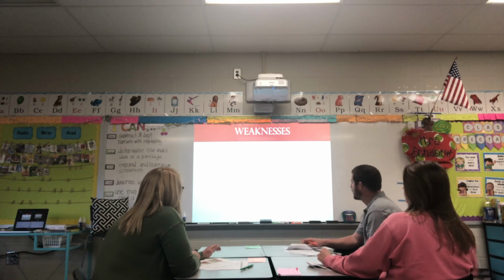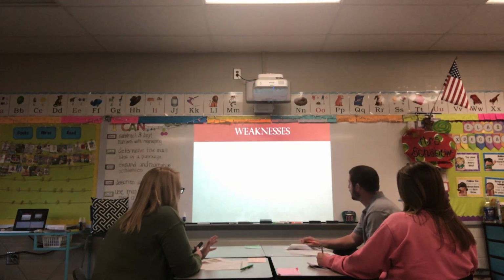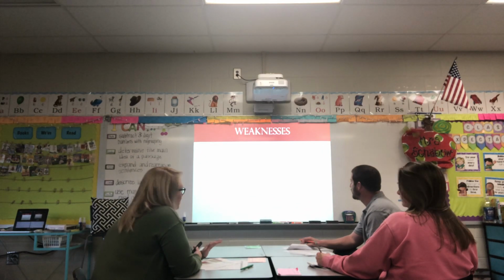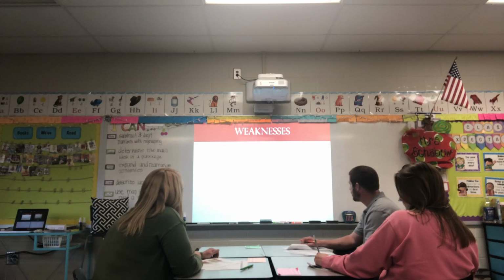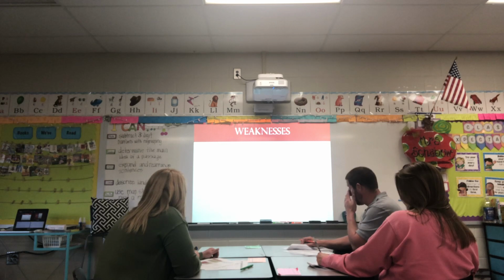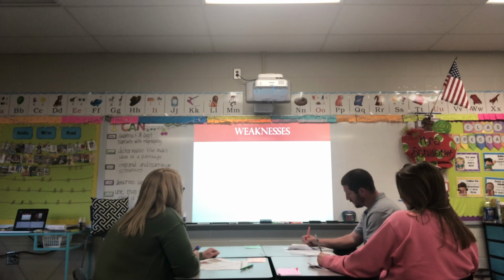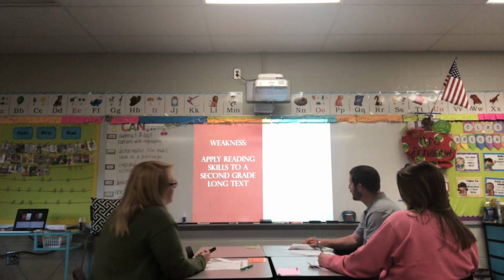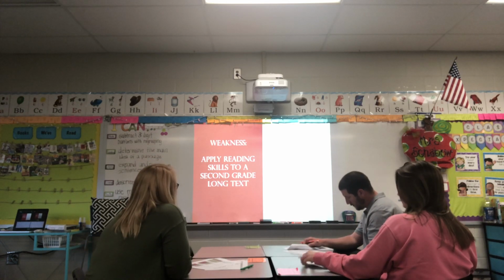The first one was applying reading skills to a second grade long text, and we said we think most of the weakness that comes with that is the lack of stamina, and we're going to talk about ways to increase that reading stamina for those long text passages. Identifying cause and effect in a second grade short fictional text, and using equations to solve two-step addition and subtraction word problems within 100. So those were the three weaknesses, and we came up with a plan to help our students better perform in those areas.